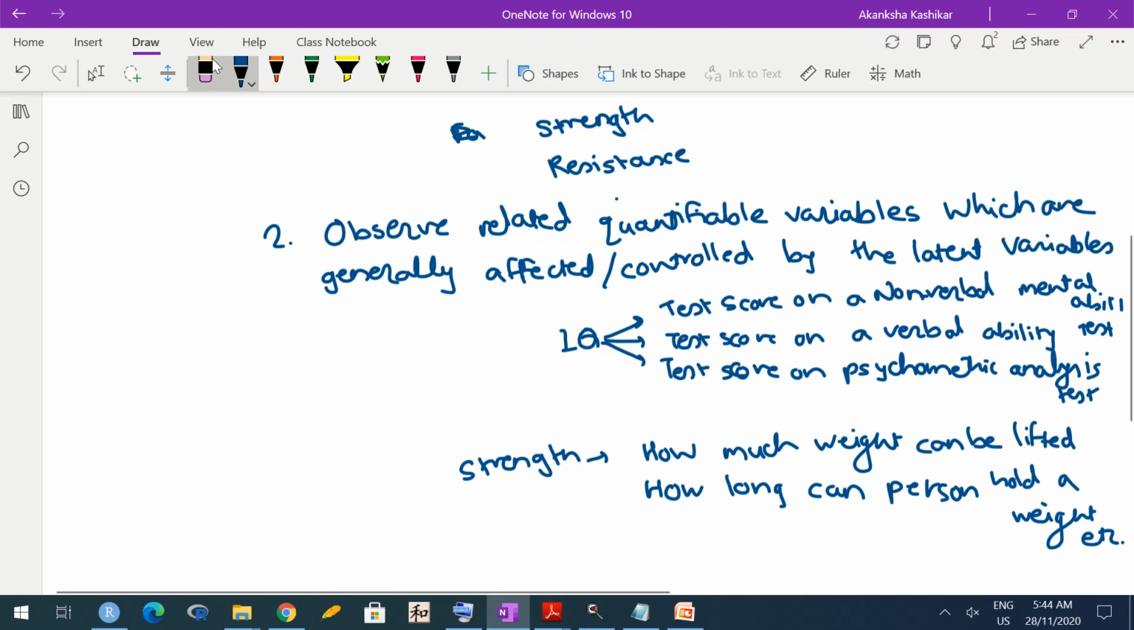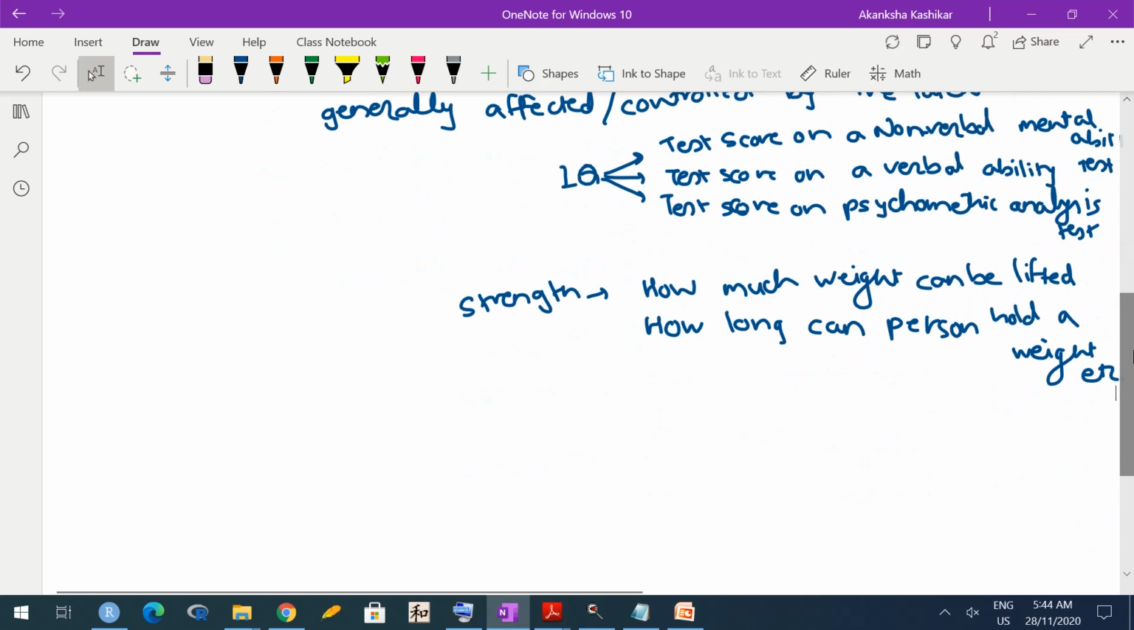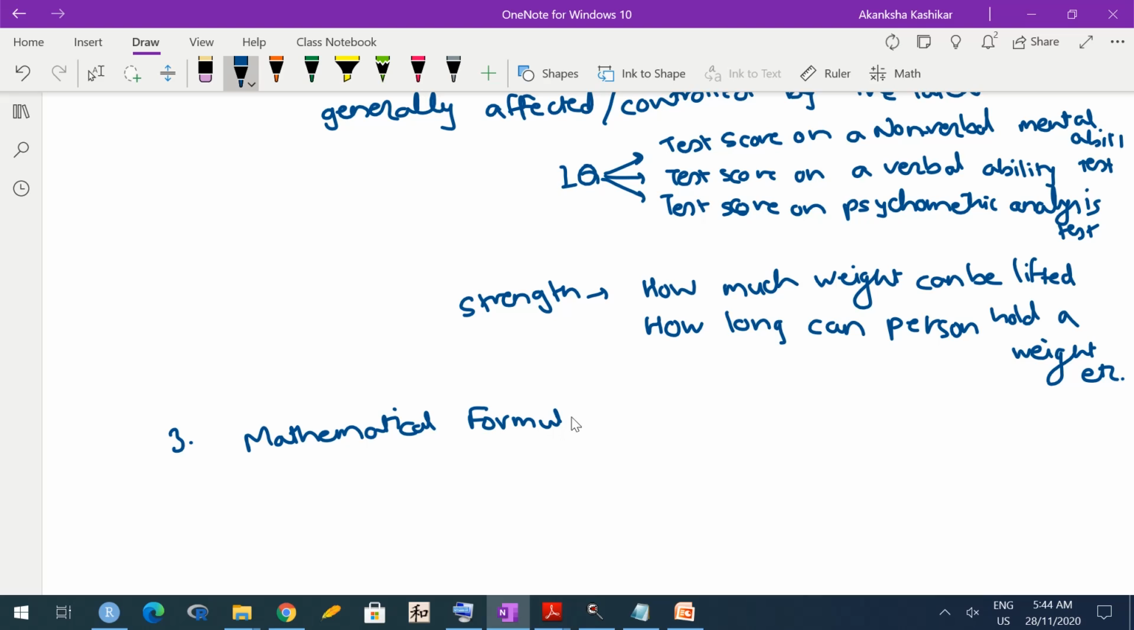Okay, so what we do is we observe these related quantities which are actually controlled by the latent variables, and then we try to frame a mathematical equation which can relate these observed and unobserved variables, and then through that equation we try to get more insights into the latent variable. When I say mathematical, I of course mean statistical because there is a random component. So what would be the mathematical or statistical formulation for it?